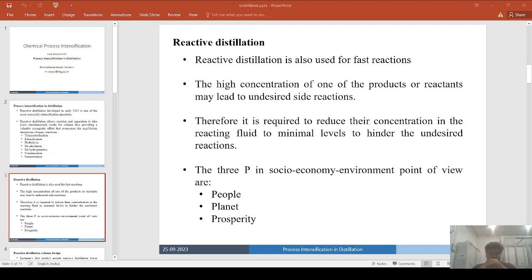Now we come to the major crux of the 3P triangle setup, which is people, planet and prosperity. I would not say that one is the most important, but all three are quite equally important. But coming to the people's benefit, where you are performing process intensification for the benefit of the people, now who are those people?